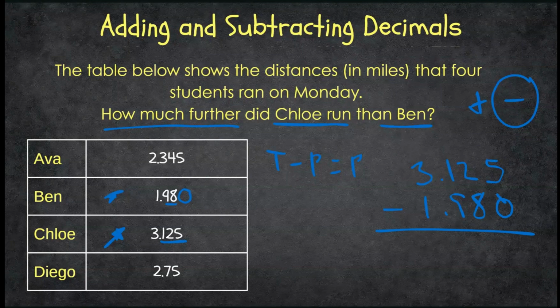All right, now we're ready to just subtract like normal. 5 minus 0 is 5. 2 minus 8.